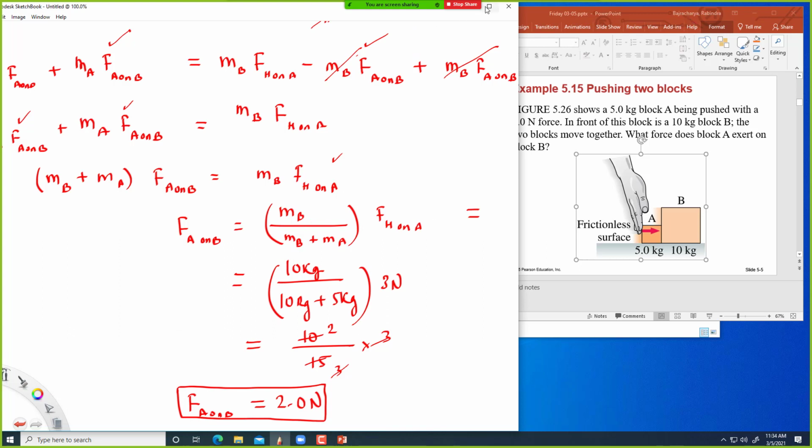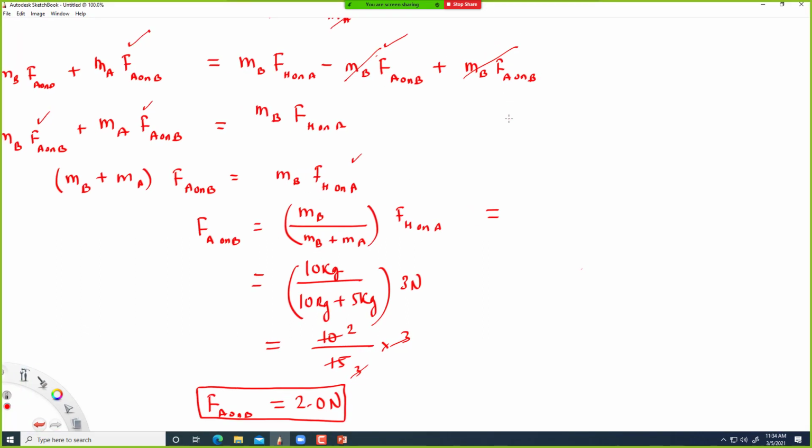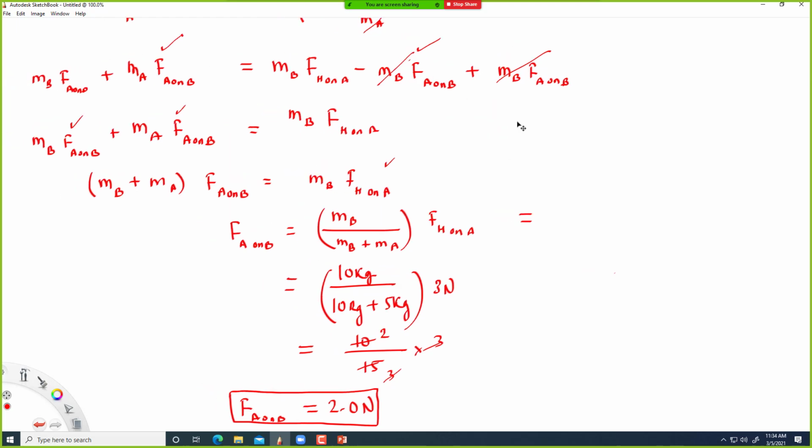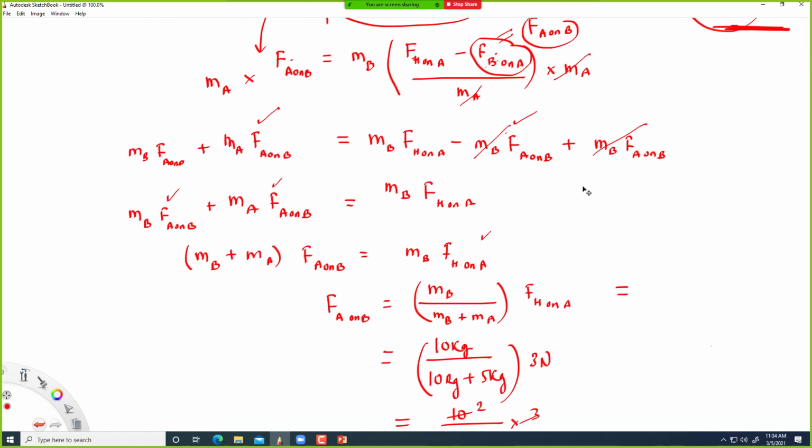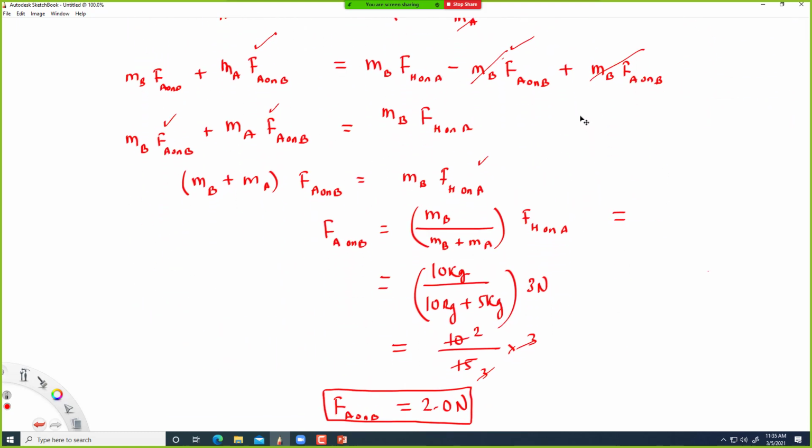It's all algebra, so if you know how to do the algebra, it's not that difficult, but if you mess up the algebra, that gives you the wrong answer. Okay? 2 Newton. So try that, redo that, and if it doesn't make sense, then you can come back and ask me a question, but it's not a difficult one. It's only how to manipulate the algebraic terms.